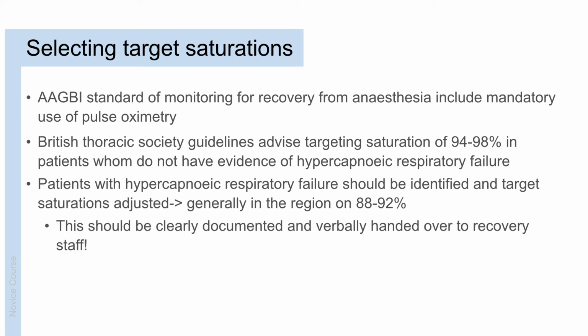For patients with no significant lung pathology, it's generally accepted that targeting SATs of 94 to 98% is acceptable for most patients. In patients with significant COPD and with evidence of hypercapnic respiratory failure, target saturation should be adjusted to 88 to 92%. It is important that this is both clearly documented in the anaesthetic notes and verbally handed over to the recovery staff looking after the patient.